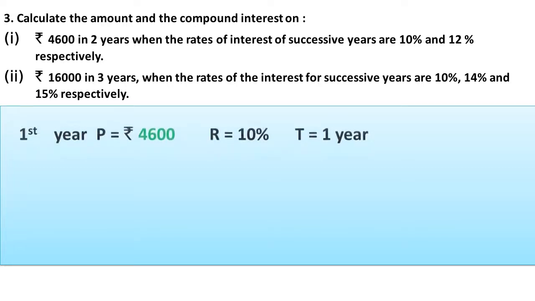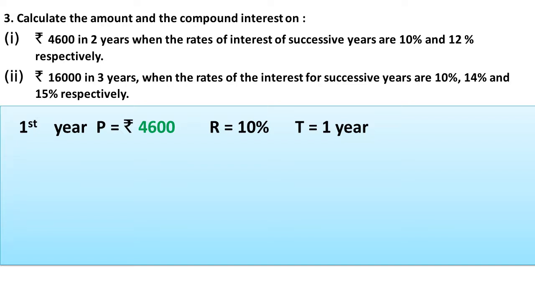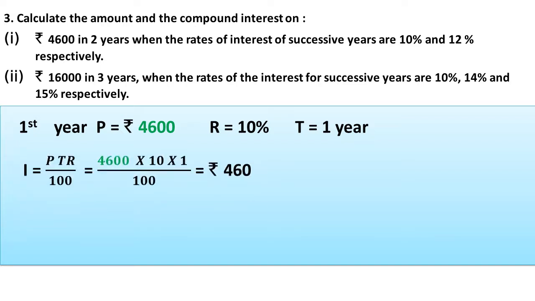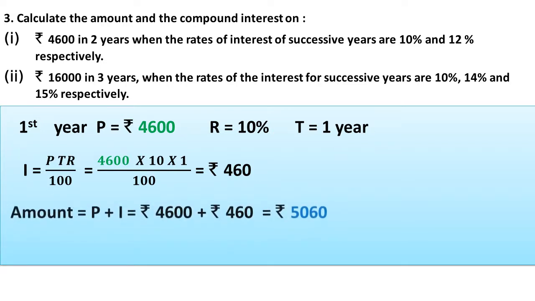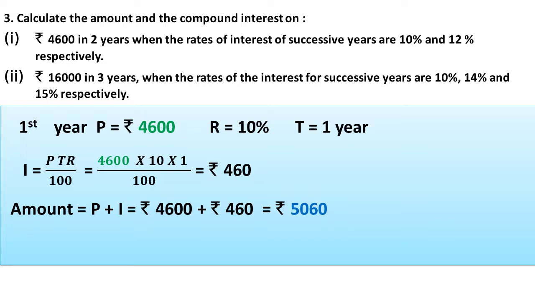For the first year, principal is 4,600, rate is 10%, and the interest calculated will be equal to 460. The amount at the end of first year will be P plus I, that is 4,600 plus rupees 460, that leads to rupees 5,060.